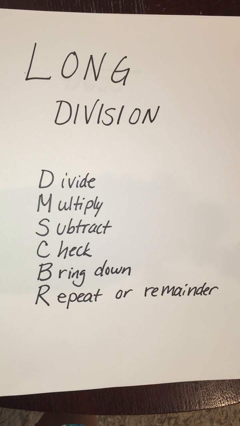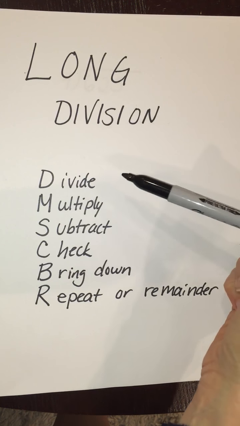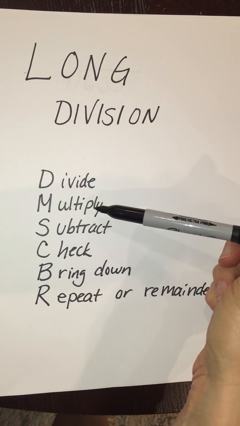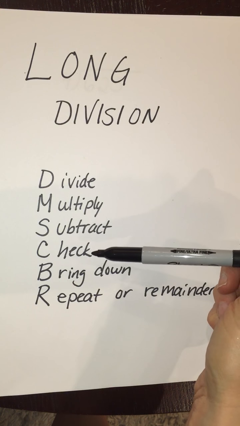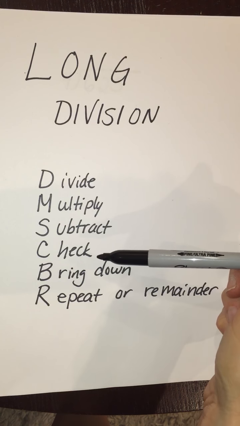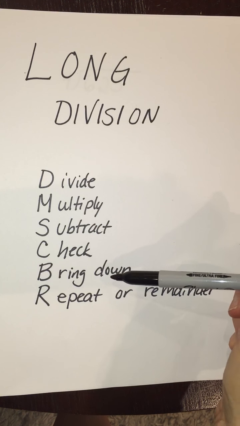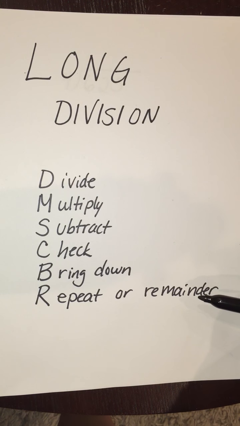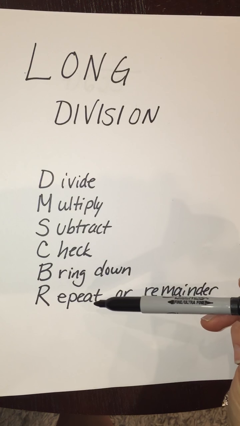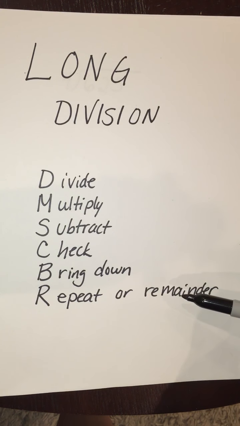Today we're going to be doing long division, and this is something that you did last year, so hopefully this will be a little bit of a review. Last year you learned different steps to help you solve long division problems. The steps were to divide, then multiply, then subtract. I don't think you guys did check. That's something that we're going to introduce in 5th grade. And then you brought the number down, and then you had a remainder sometimes. In 5th grade, we're going to use R for either repeat or remainder.